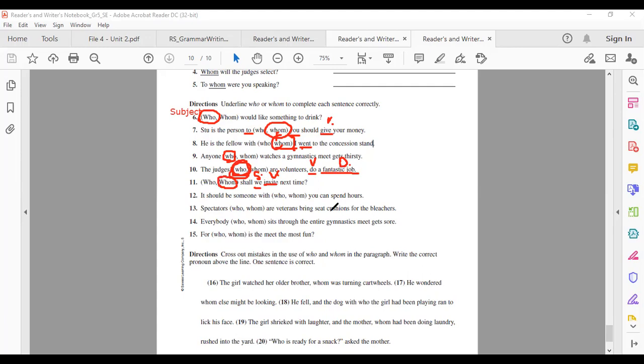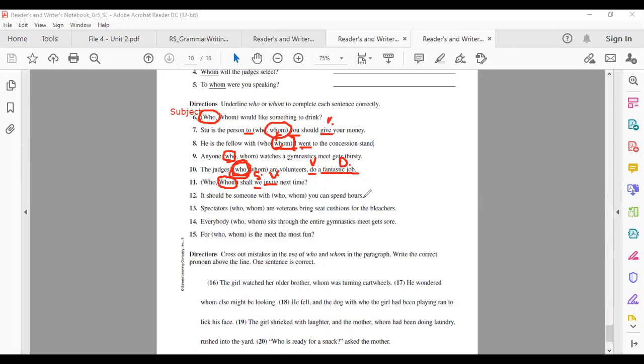Good. Yalla, Amal, number 12 for you. It should be who or whom: you can spend hours. So which sentence should we search? This one or this one? The one at the last. Excellent. This one we are going to search in.